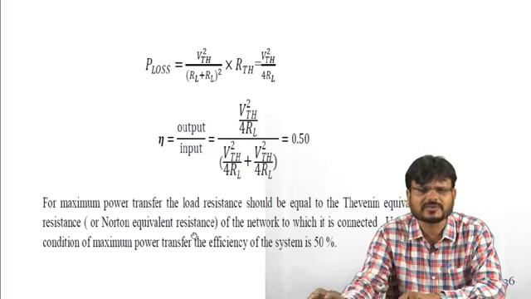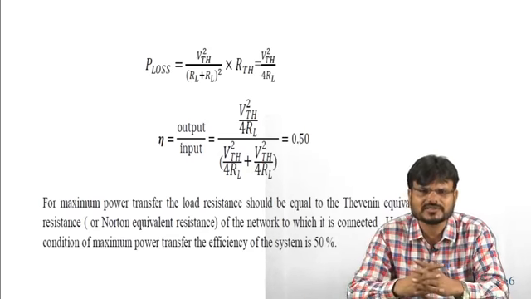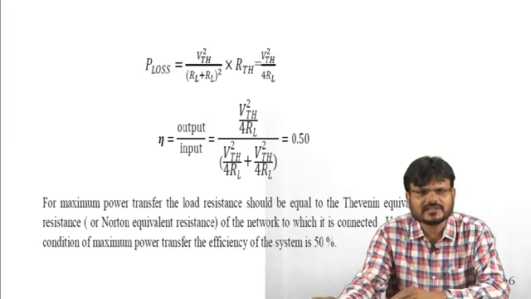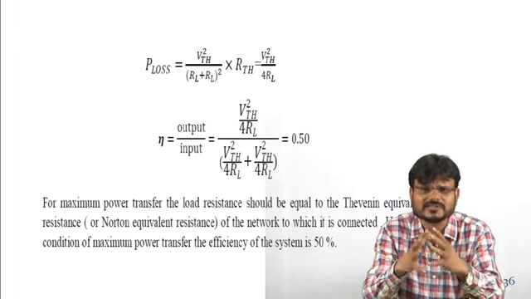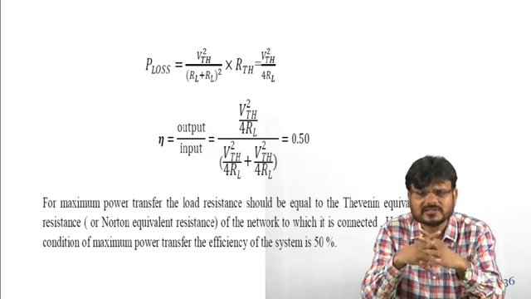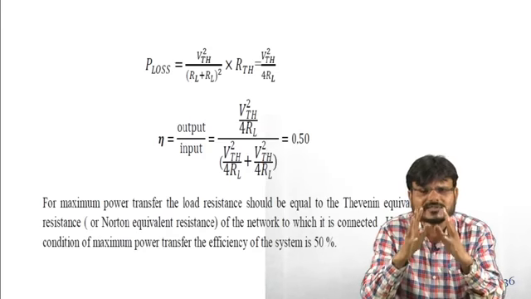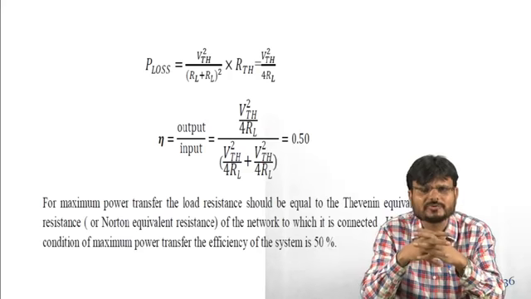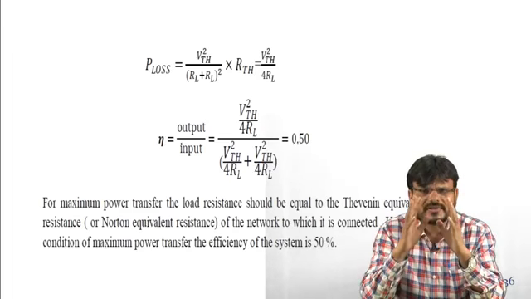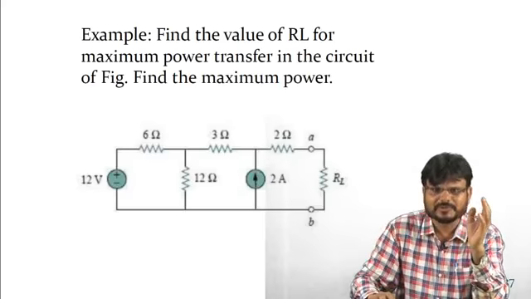or Norton equivalent resistance, because the methodology to find the Thevenin resistance and Norton equivalent resistance is the same. And under the condition of the maximum power transfer theorem, efficiency will always be 50%. Generally, this question is asked in the examination or in the viva: what is the efficiency of the maximum power transfer theorem? This efficiency will always be 50%. It will not be 40% or 42%. So the maximum efficiency of the maximum power transfer theorem is always 50%.